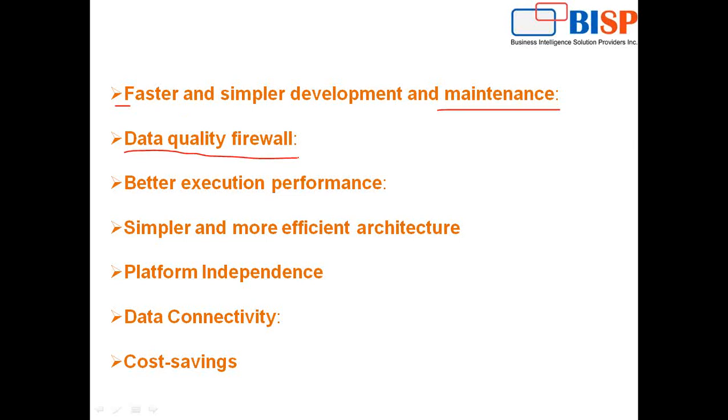So this mechanism is basically called data quality firewall. ODI rejects the inconsistent data which doesn't satisfy the constraint on target and loads it to the error table, and those error tables can be recycled later if you correct the data. Let's say, for example, you have a primary key constraint defined on the target, and data coming from the source has a duplicate record for that particular column. ODI will reject those rows and load them to the error table using the CKM, check knowledge module.